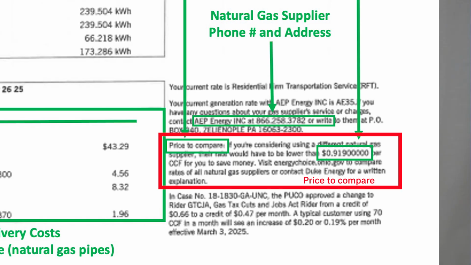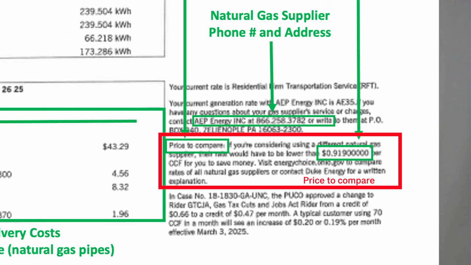Now remember, Duke is a variable rate. It can change from month to month. So if you're going to do this, you need to look at it from month to month. Duke Energy gives you information on the price to compare, and that's on a monthly basis. It's in the second paragraph where it says price to compare. If you read it, it says if you're considering using a different natural gas supplier, then you have to have a rate lower than that number. That's what Duke is going to be charging.